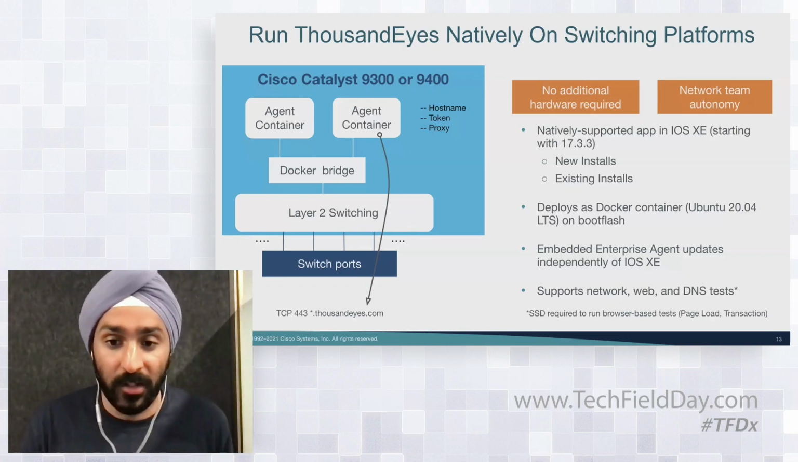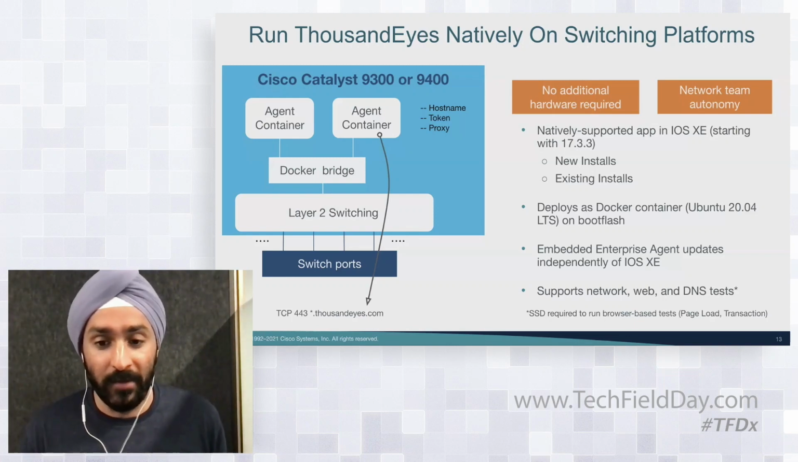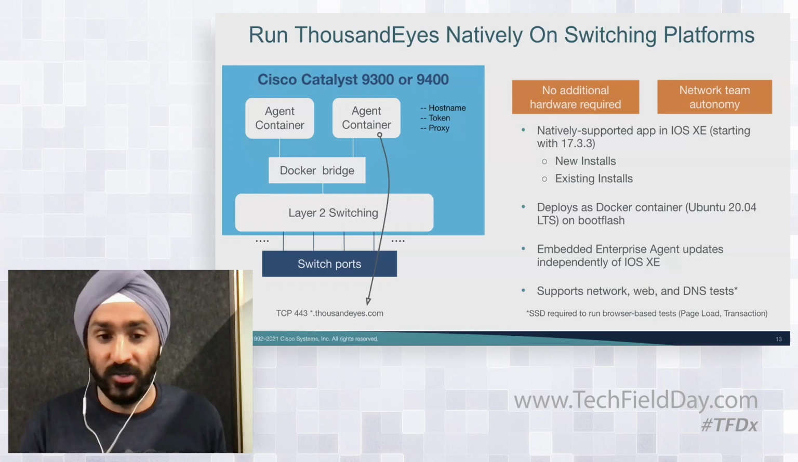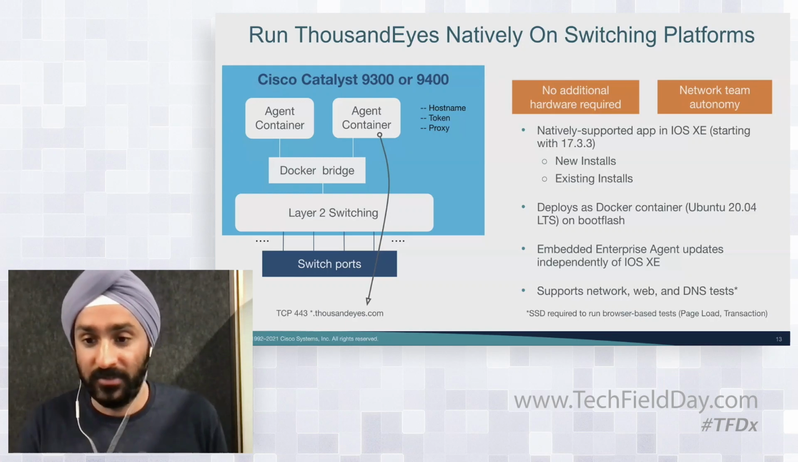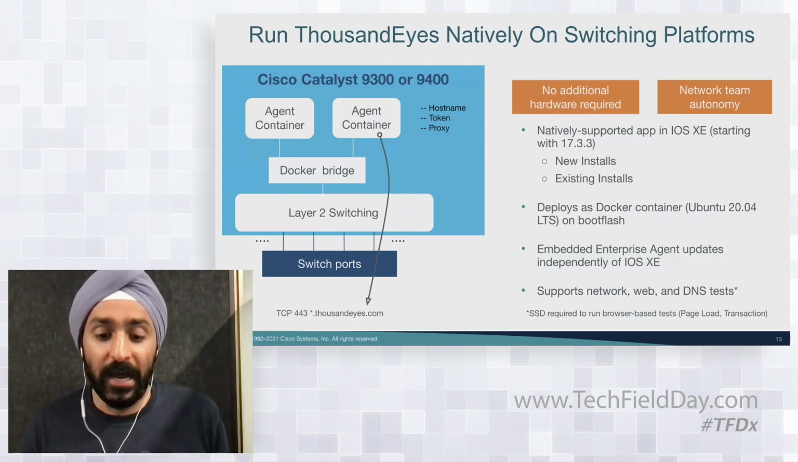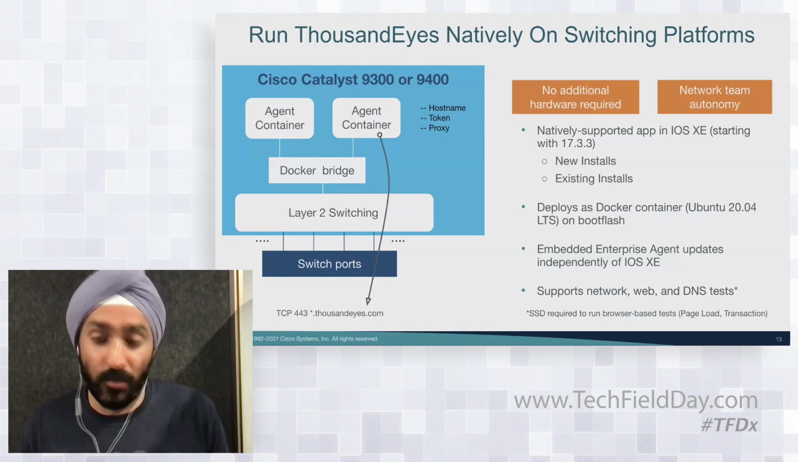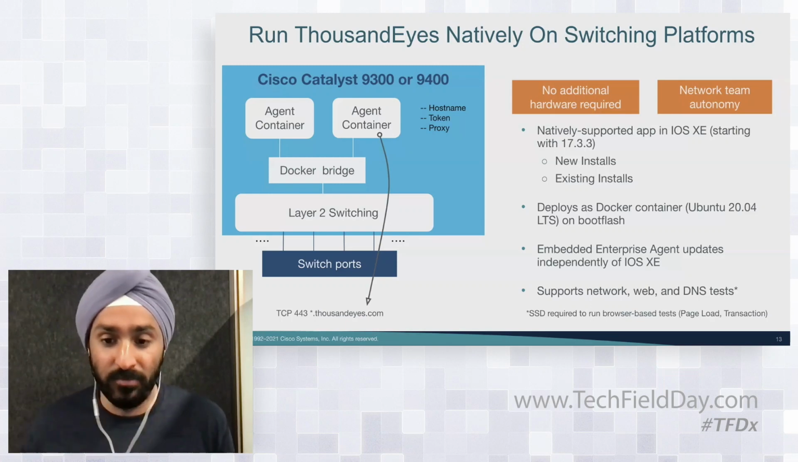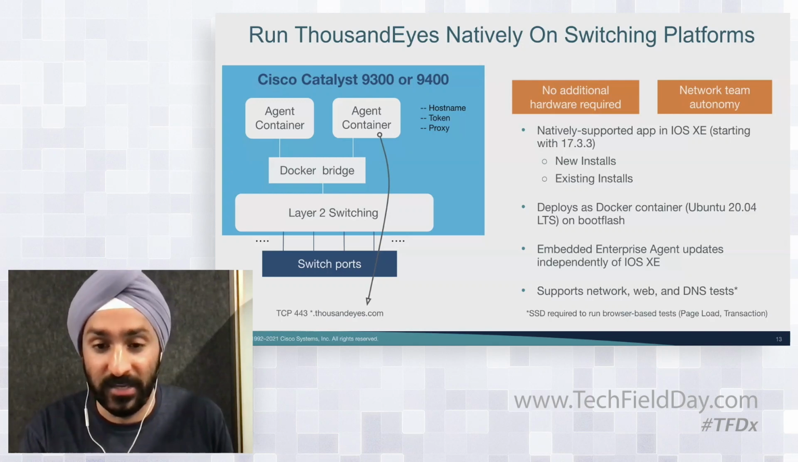If you're an existing install, there are multiple ways of getting the agent onto the 93 or 9400 using iOS XE. You can use a direct web link where we host our image and pull that down directly from the switch. If you don't have direct internet access, you can download it locally and upload it onto boot flash and be able to essentially make sure the agent is connected out to ThousandEyes.